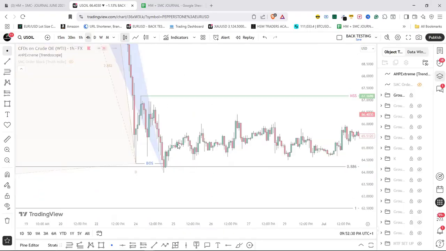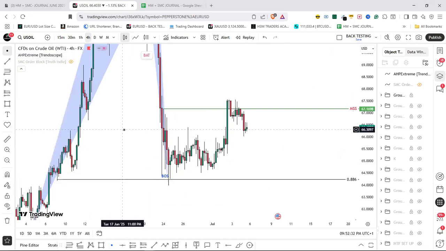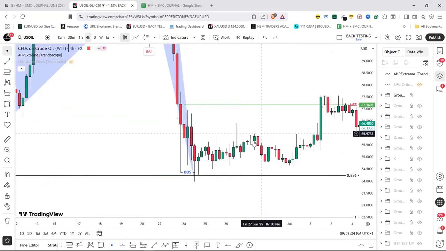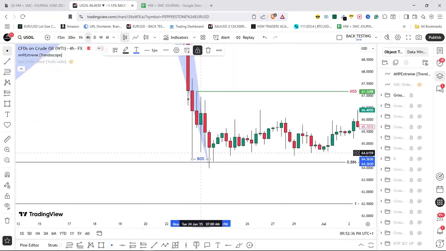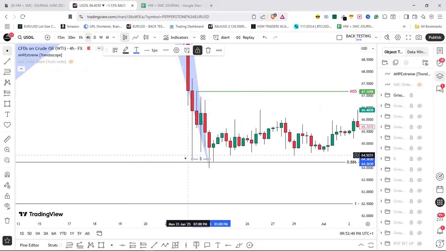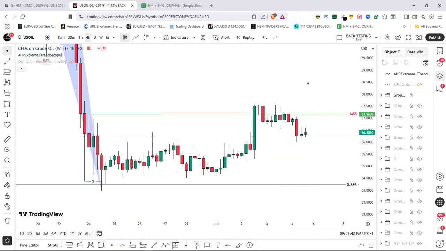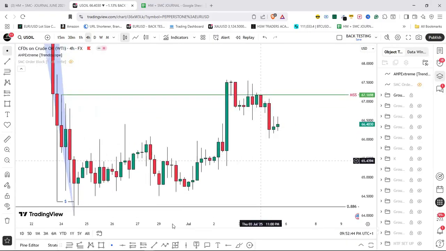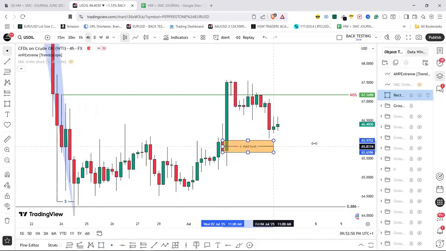Now on the 4 hour time frame, this is not a break of structure. This is a sweep. Okay. Good. Since we have a sweep here, I want to see a displacement and a valid order block for entry. So this order block is available for what? For entry. So let's see how price will react this week.